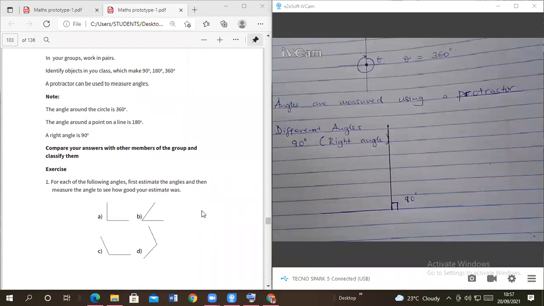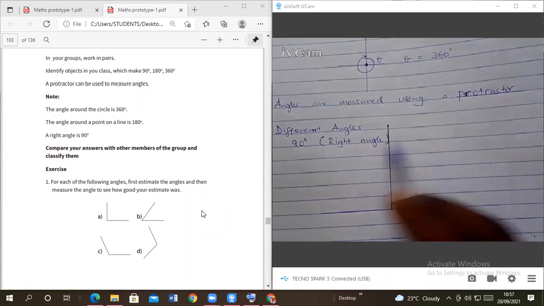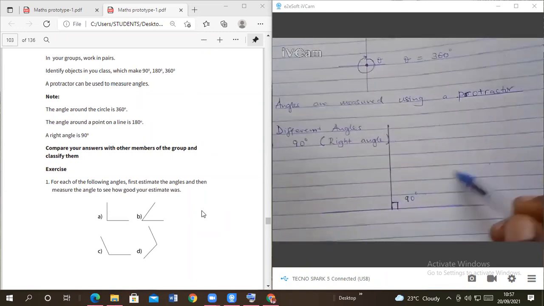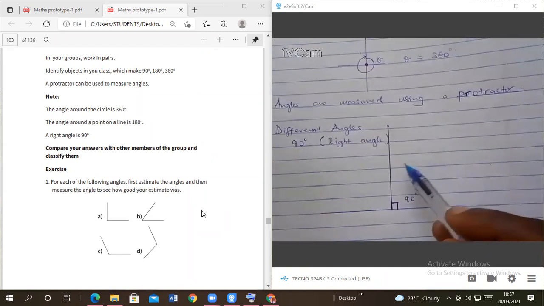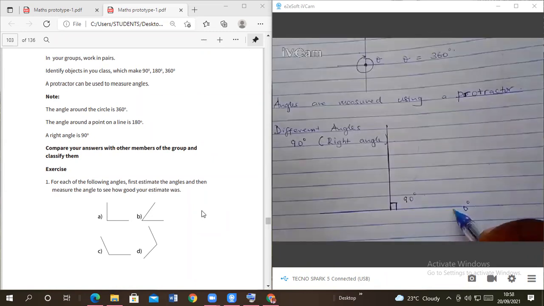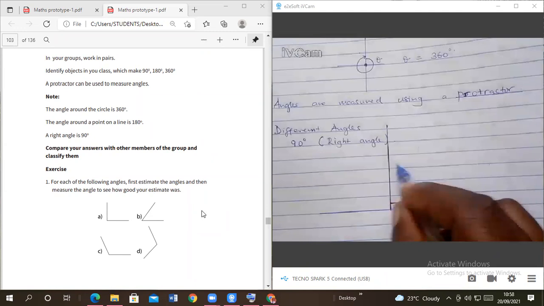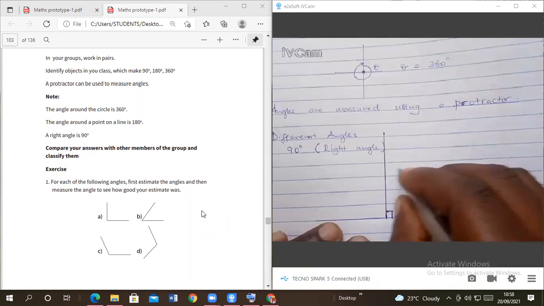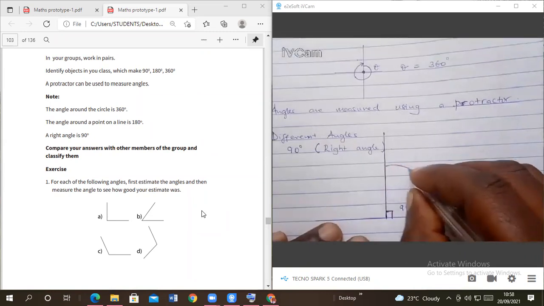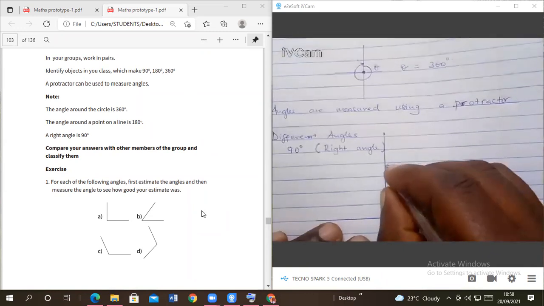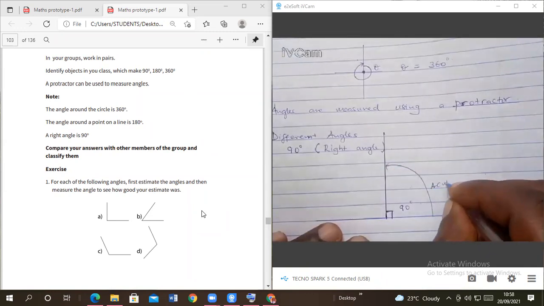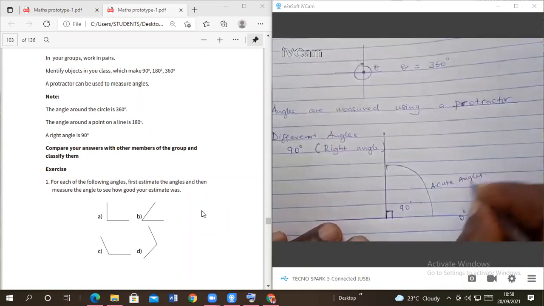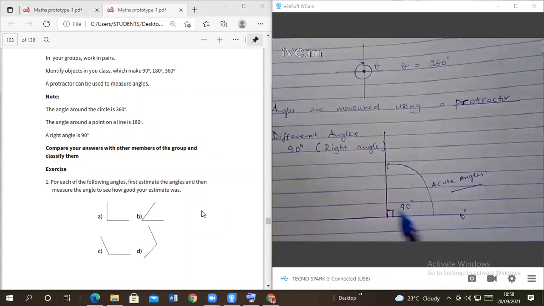And now this is what we call the acute angle. All the angles which will be here are between 90 and 0 degrees, because here it is 0 degrees. So all those angles are what we call the acute angles. All the angles found from 0 up to 90 are what we call the acute angles. But this angle here is 90 degrees.